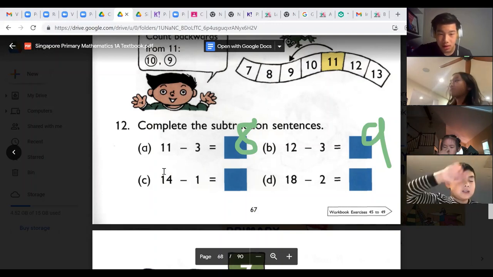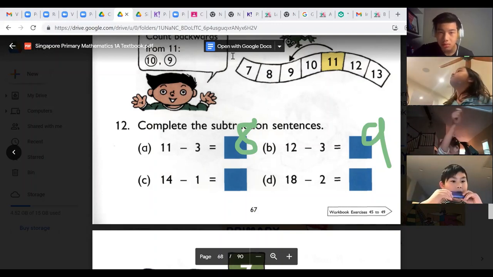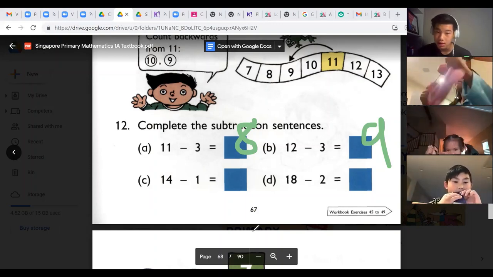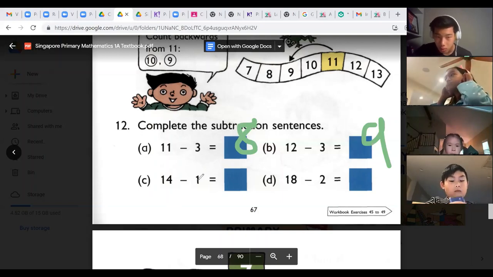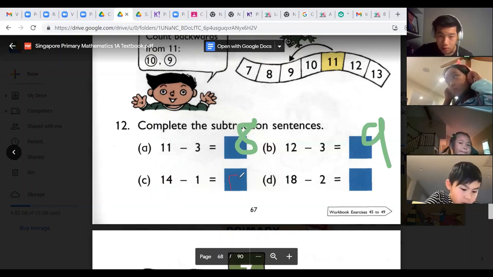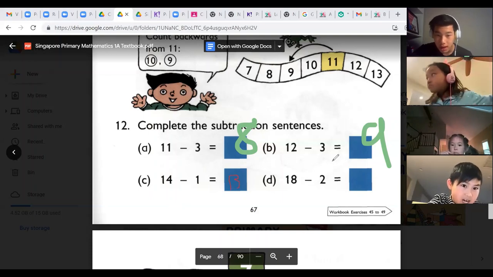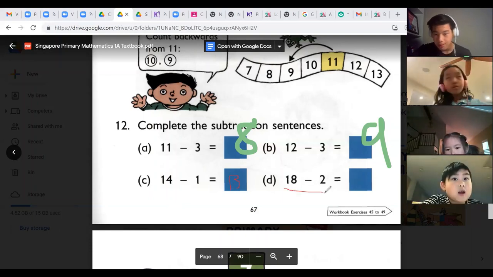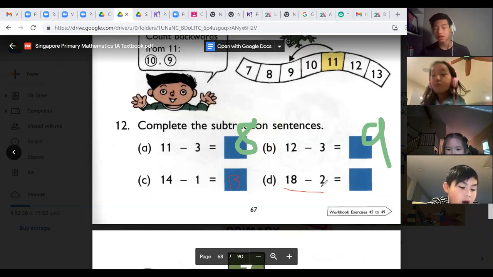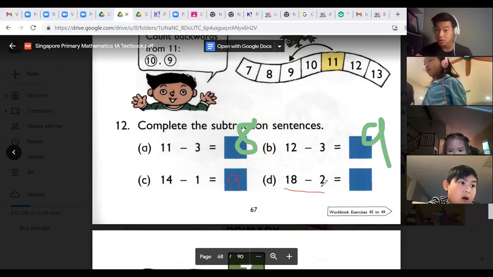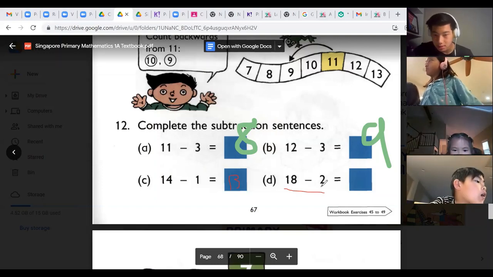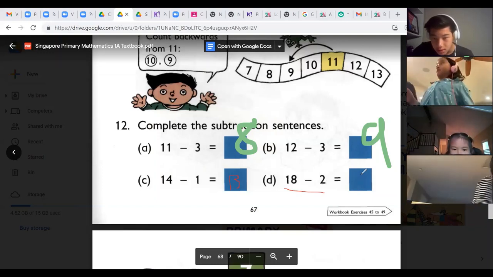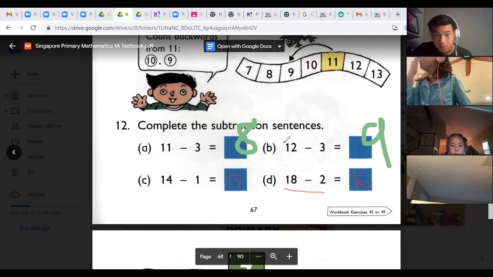Okay, and so for 14 minus one, if we're using the counting strategy, we can count from 14 backwards one time, and we will get 13. And for 18 minus two, we do the same thing, count backwards two times, and we are going to get 17 and then 16. So 16 will be our answer.